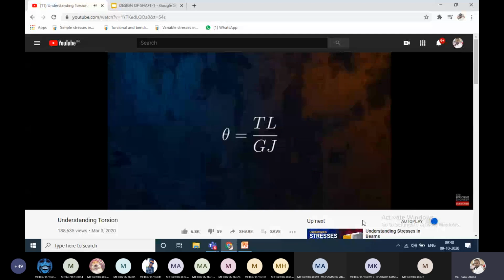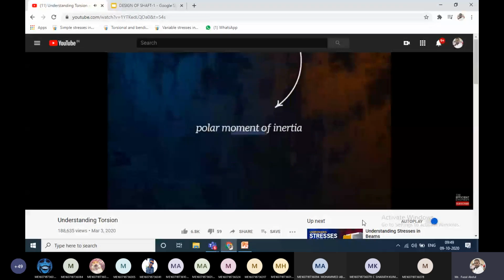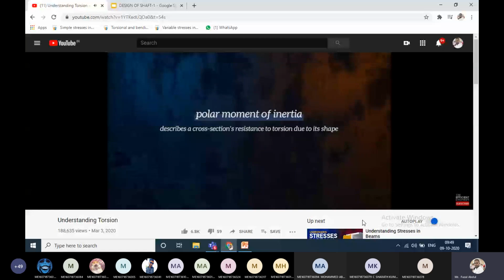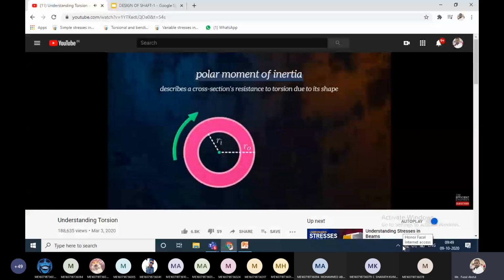It is a function of 4 parameters: the length of the bar L, the applied torque T, the shear modulus G, which is a material property, and J, which is the polar moment of inertia. So, what is the polar moment of inertia? It defines the resistance of a cross-section to torsional deformation, due only to the shape of the cross-section. The polar moment of inertia for a hollow bar, with an outer radius RO and an inner radius RI, can be calculated using this equation. Setting the inner radius to 0 gives us the equation for a solid bar.